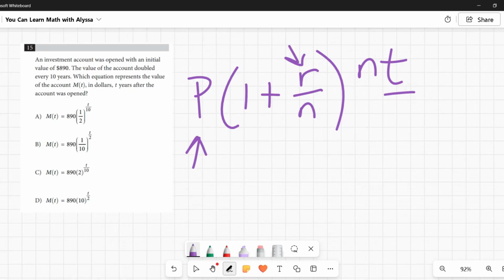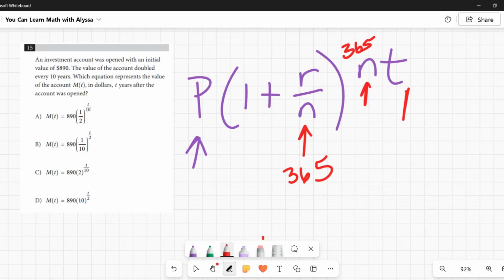T is the time period. Usually it's years. It doesn't have to be, it's usually years. And N, which occurs in these two spots, is how many times you're compounding the interest in that time period. So let's say this was for a year compounded daily, then your time would be 1 year, but there's 365 days in a year, so you'd put 365. That's what it says for how many times compounded in the time period.